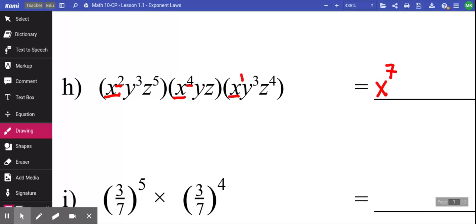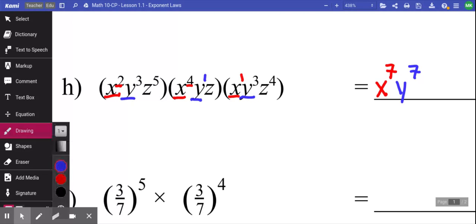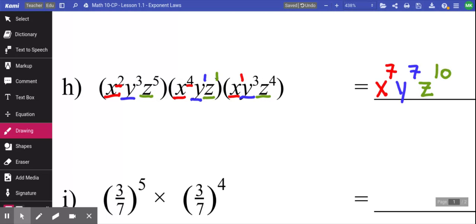If we look at our y's, we have y to the power of 3, y to the power of 1, another y to the power of 3. That's y to the power of 7. And our last one, we have z to the power of 5, z to the power of 1, z to the power of 4. It would be z to the power of 10. Cool. That was a little more complex because there were 3 letters each that you had to be looking at.